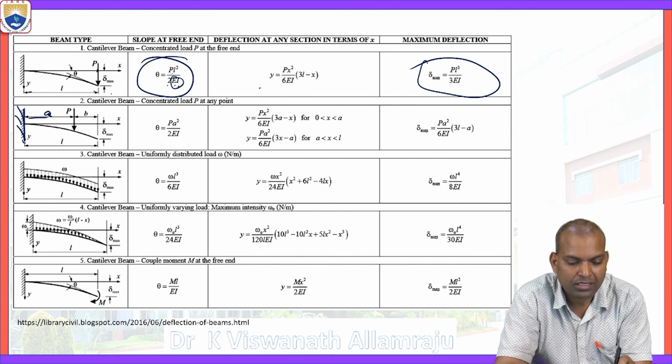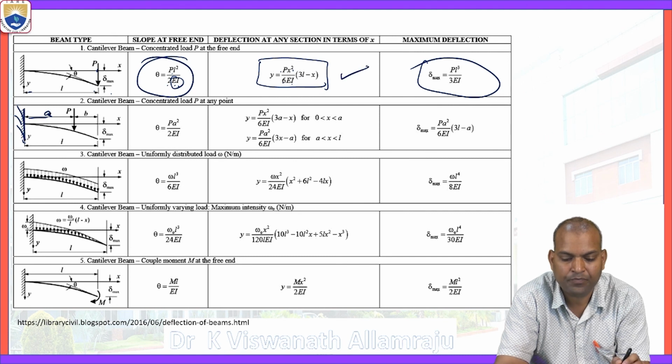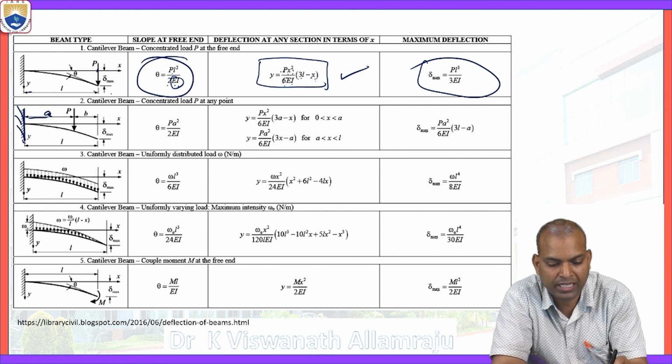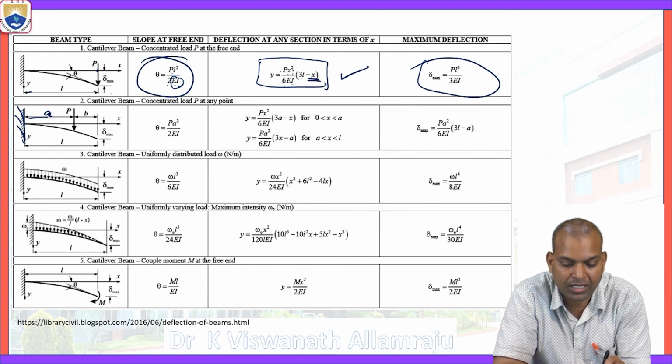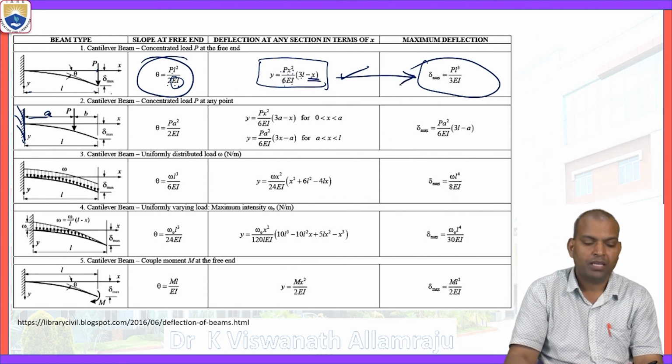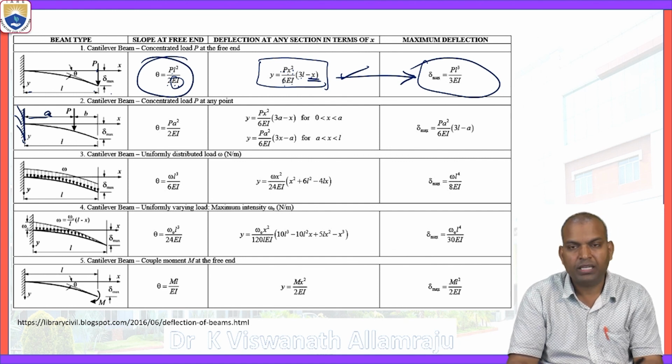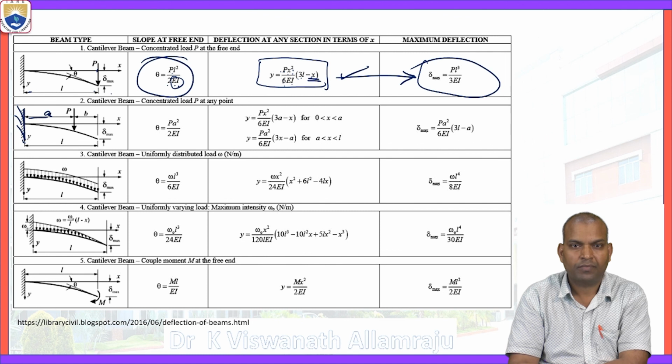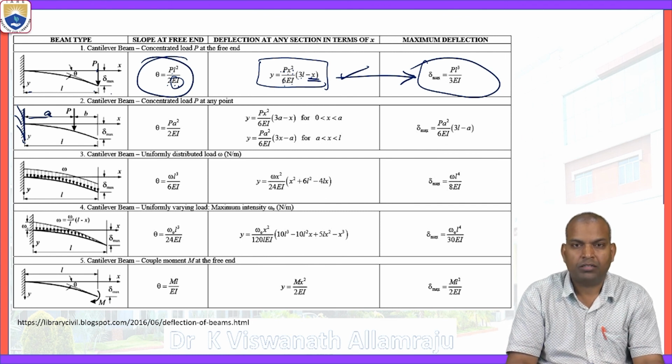Now here, the deflection at any cross section is Px square by 6EI times (3L minus x). If x equals L, we substitute: PL square, 3L minus L is 2L, and with the 6 cancelled it becomes PL cube. At the free end, that is the maximum deflection, PL cube by 3EI. We'll discuss more in the revision class on deflection of beams.